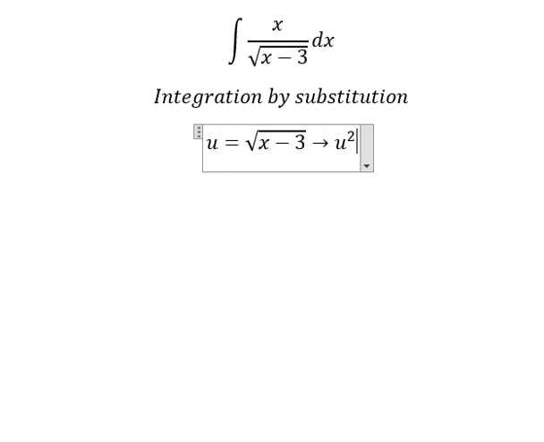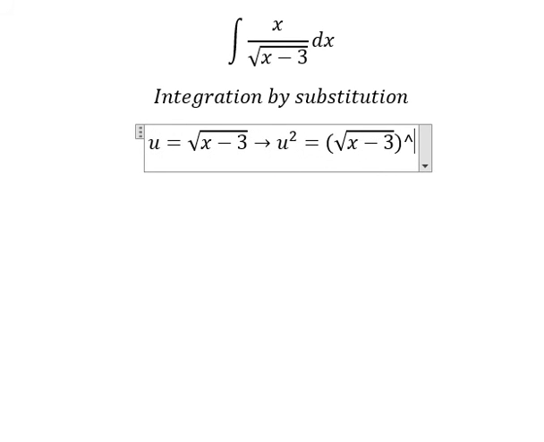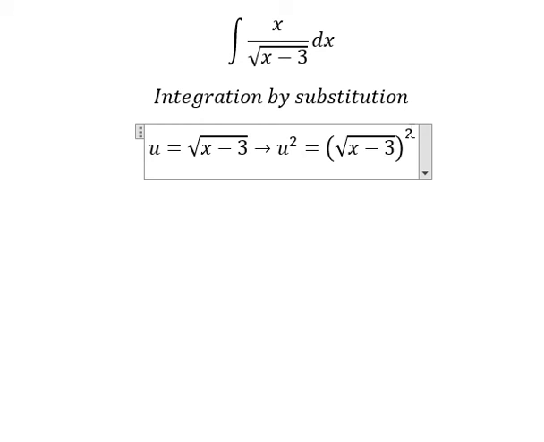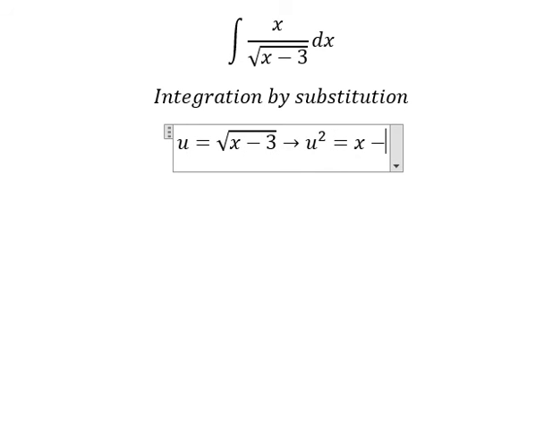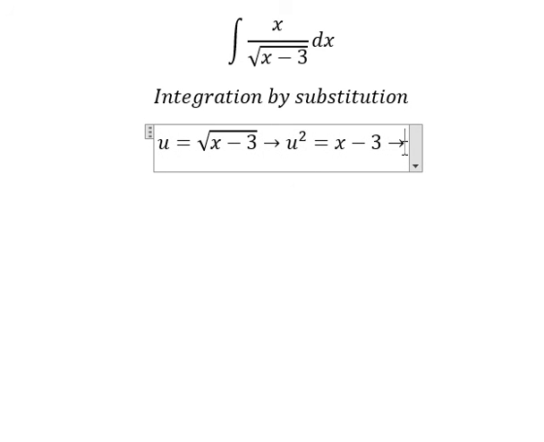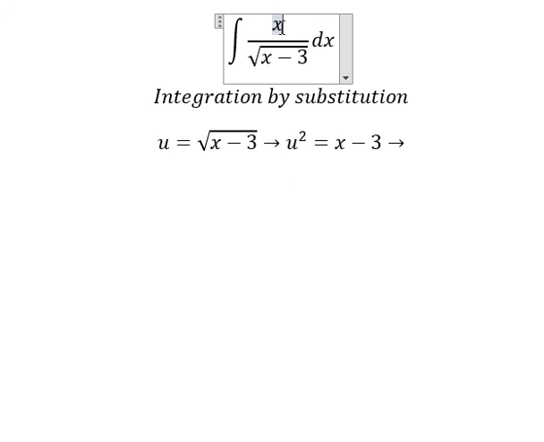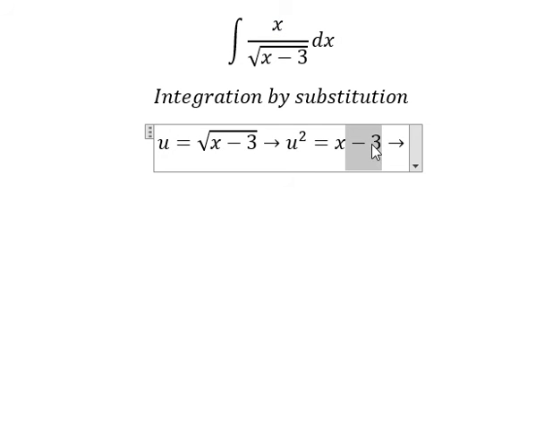Later, we put the square on both sides to cancel the square root, and we have u squared equals s minus 3. Because we have s, I will put this one to the left.